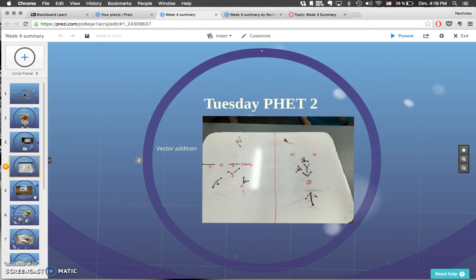At first I was a little confused with the vector addition, but eventually I saw that you draw arrows towards the positive charge to show that it's attracted, or away if it's negative, and then you sum them up for the vector addition portion. So I thought that was a really cool experiment as well.